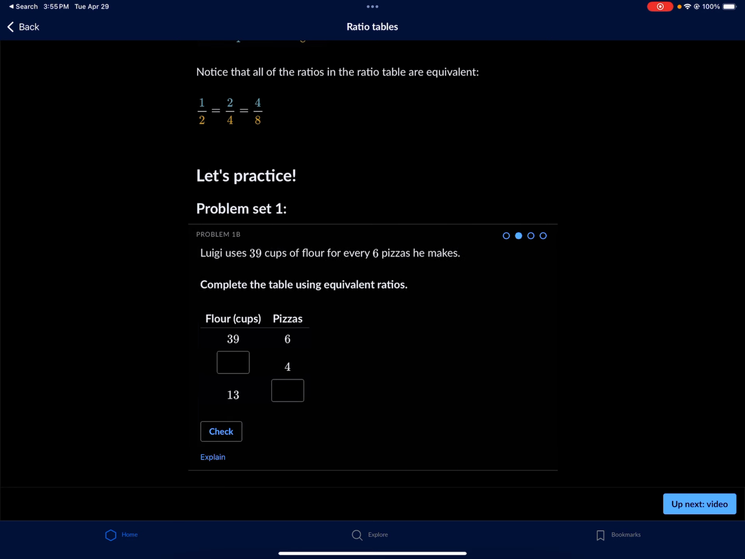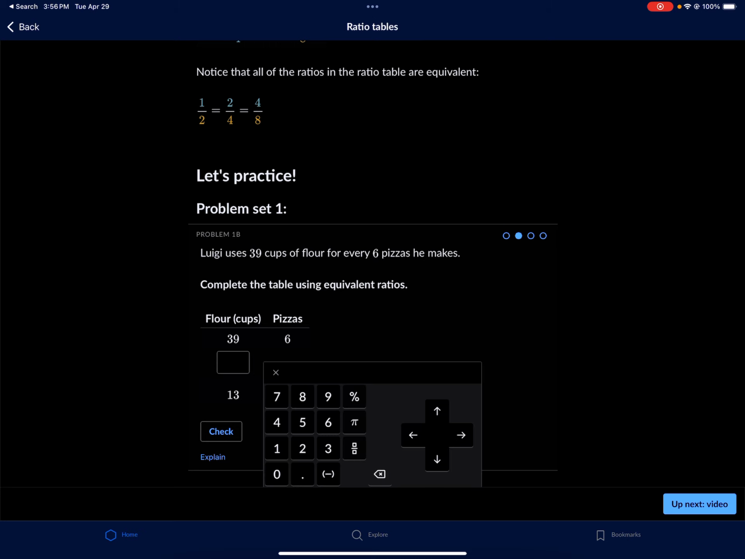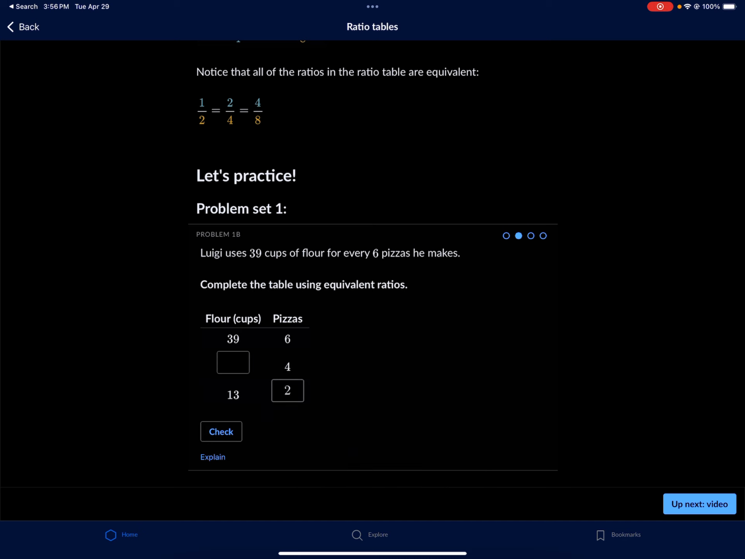Okay, next problem. Luigi uses 39 cups of flour for every 6 pizzas he makes. So we use what's given, 39 and 6. We do 39 divided by 6. Oops, that won't give us a full number. So, let's see here. I think I see a common factor in 39 and 6. What is that common factor? 3. Because 39 divided by 3 is 13, and 6 divided by 3 is 2. Since we have 13 on the bottom, we know that this is going to be 2.